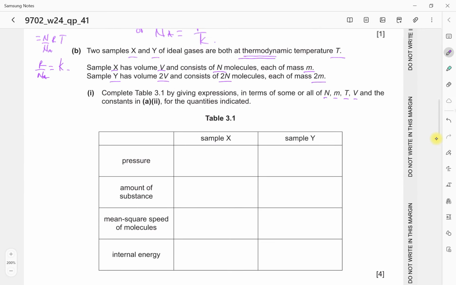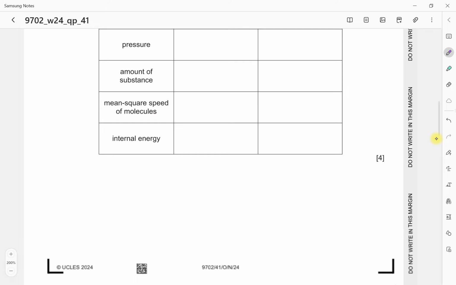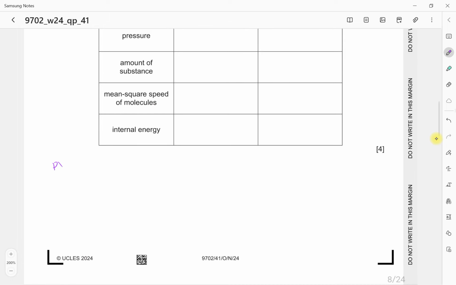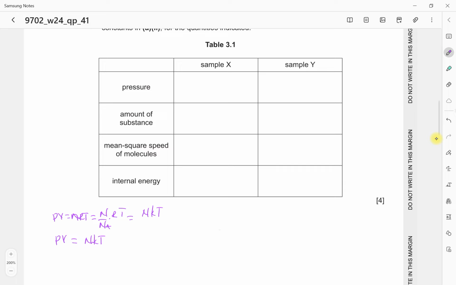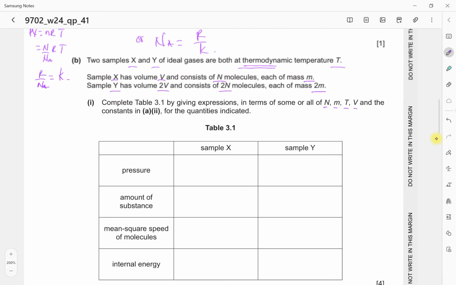Okay. So for X, we want to first find the pressure. So we said PV equals nRT, where we have said this is the same as the number of molecules over Avogadro's number times R times T, where we say this is the same as NkT, because R over Na is k. So we have that PV equals NkT. So for X, its volume is V.